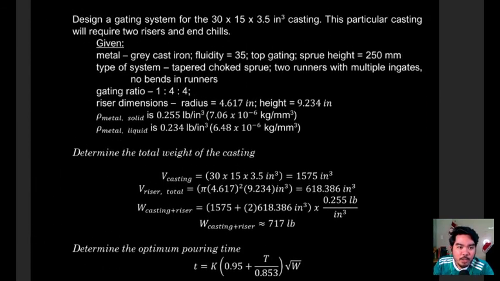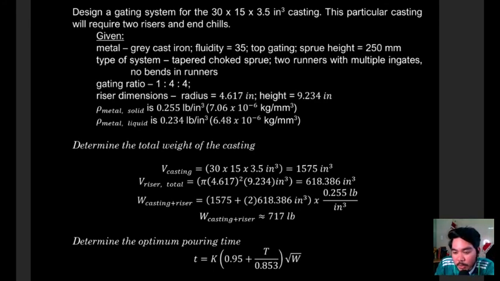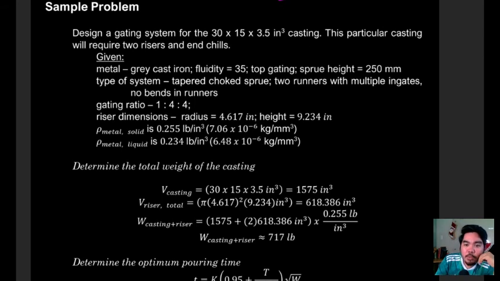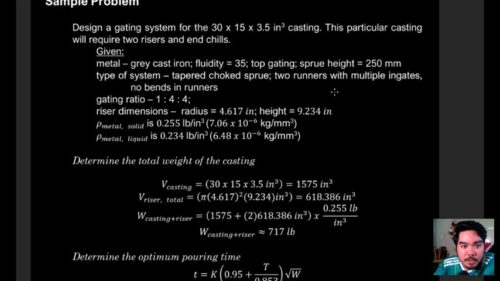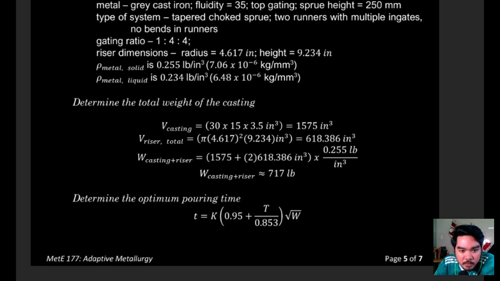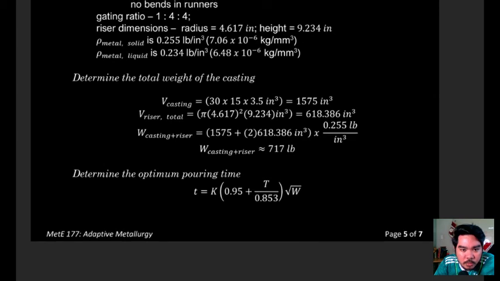Okay? So, this is our last problem, and maybe we will extend a little, guys, even just 5 minutes. So, here, we want to design a gating system for a 30 by 15 by 3.5 inch casting. And this particular casting will require 2 risers and an end chill. Okay? So, here are the given values. We will use gray cast iron, with a fluidity of 35. And this 35, this is in inches, I think.